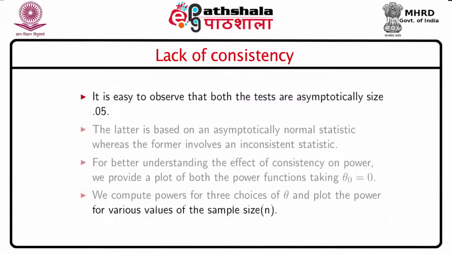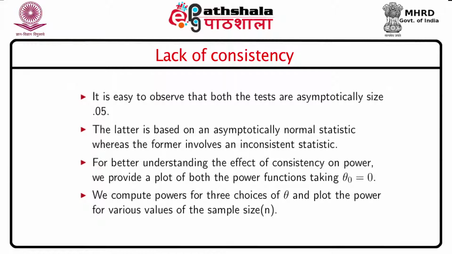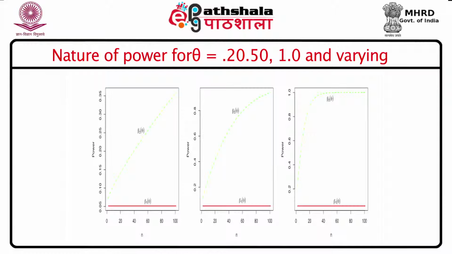Now, both the tests are asymptotically size 0.05. The latter is based on an asymptotically normal statistic, whereas the former involves an inconsistent statistic. For better understanding of the effect of consistency on power, we provide a plot of both the power functions taking theta naught equal to 0. We compute powers for 3 choices of theta and plot the power for various values of the sample size n. This can be seen in the next figure.